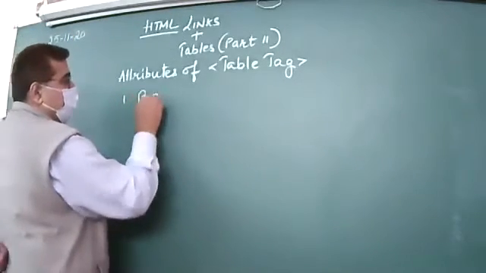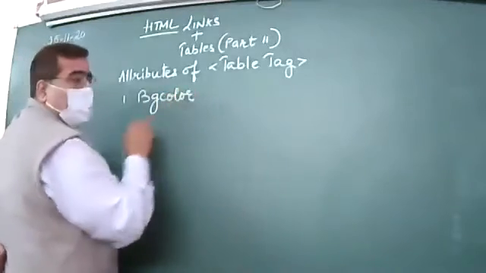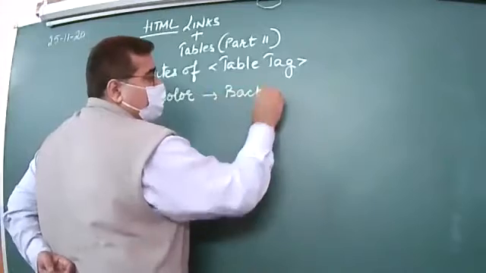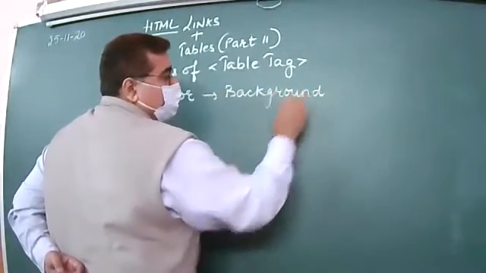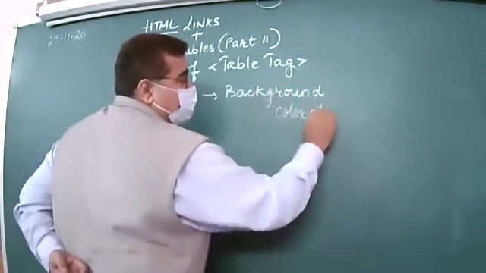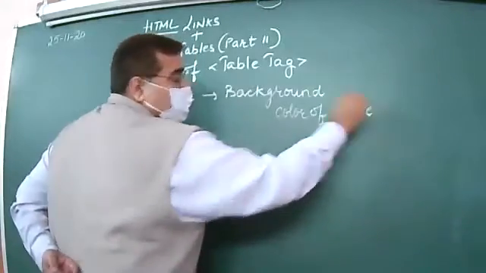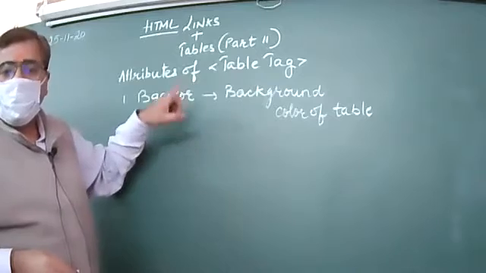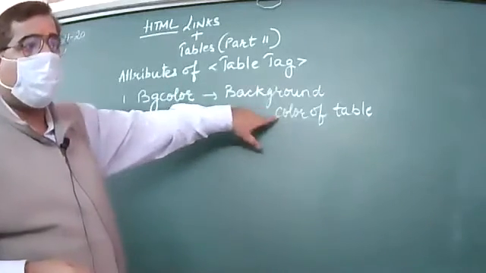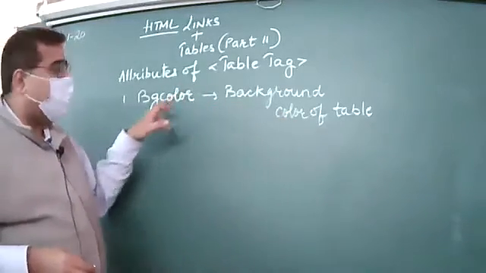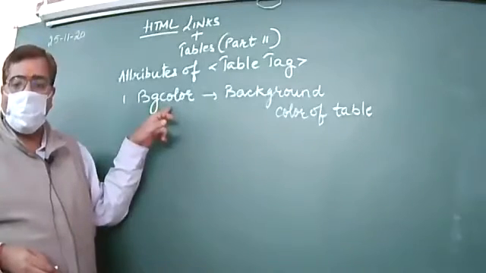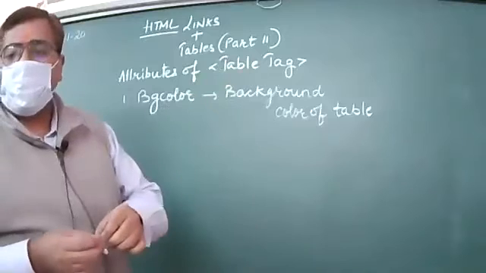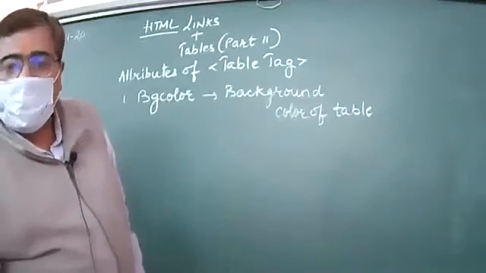first is BG color. BG color stands for background color. The background color of the table. When I'll be using this BG color attribute in the body tag, it will specify the background color of the web page. But when I am using this BG color attribute inside the table tag, it will specify the background color of the table. Am I clear up till here?